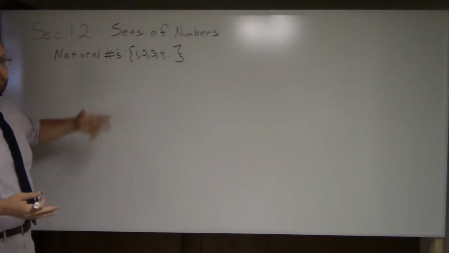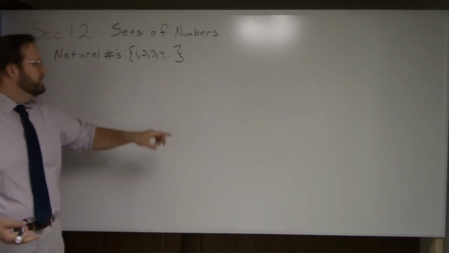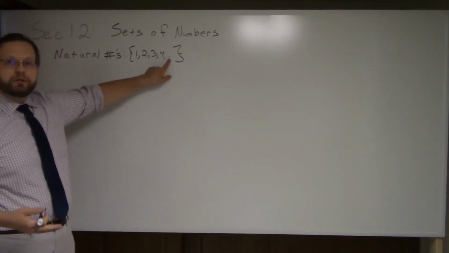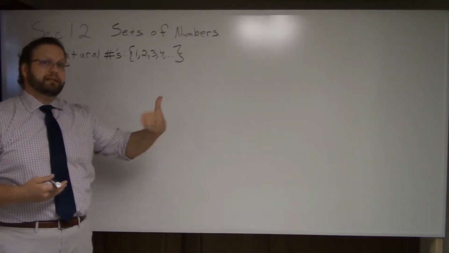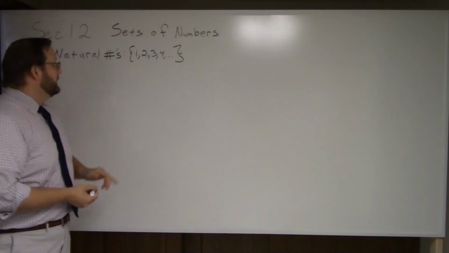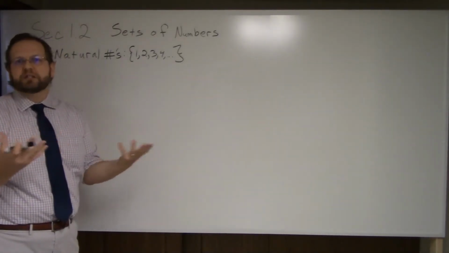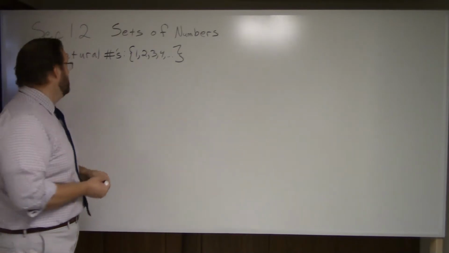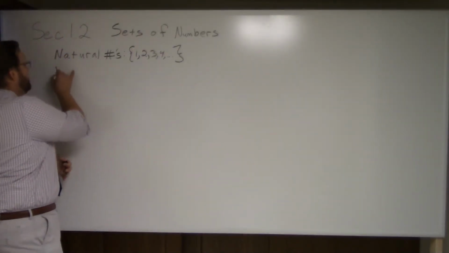Okay, there's your natural numbers. Now we call them natural because that's how we naturally count. 1, 2, 3, 4, and so on. These three dots here are called the ellipses. That's just telling you that the pattern is going to continue indefinitely forever. Okay, these braces that we put on the side, that's just showing a set or a collection of something that we're working with.